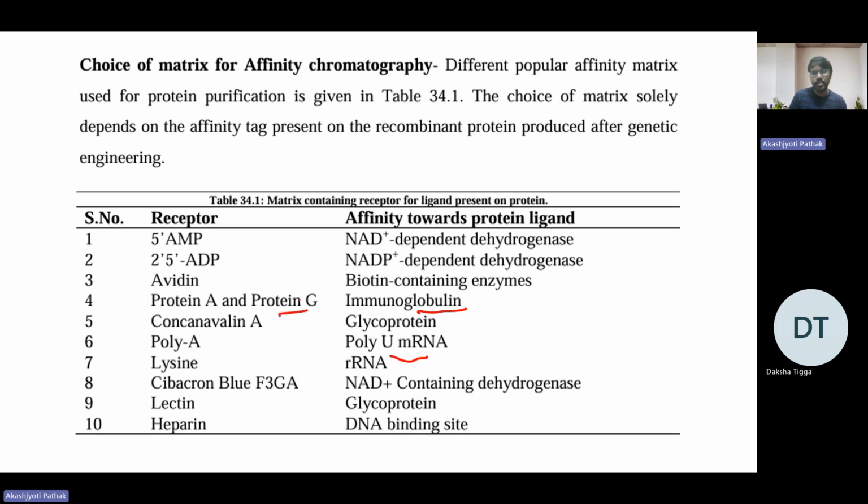Protein A and protein G are agarose beads which have these different A and G. You can read about how protein A and protein G specifically bind to immunoglobulin. Okay, if it is a glycoprotein, then it has affinity for lectin. If it is an RNA, it will have affinity for lysine. If it is a dehydrogenase, it will have affinity for AMP. So different ligands you can use. Remember some of these, especially GST and nickel NTA. For GST, you use glutathione, and for nickel NTA, you use the 6X histidine tag protein.